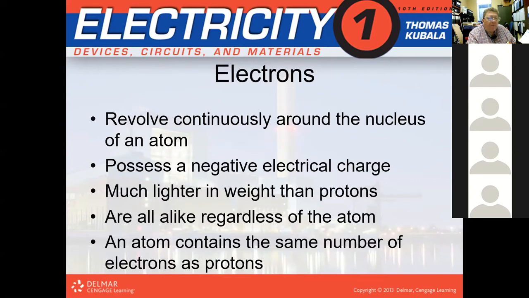Electrons revolve around the nucleus, and they possess a negative charge, and they're lighter in weight than protons, and all electrons are alike regardless of the atom that they're in, and an atom contains the same number of electrons as protons.